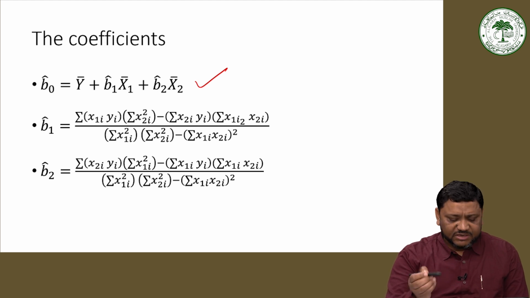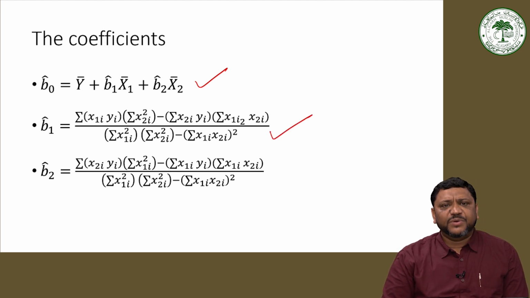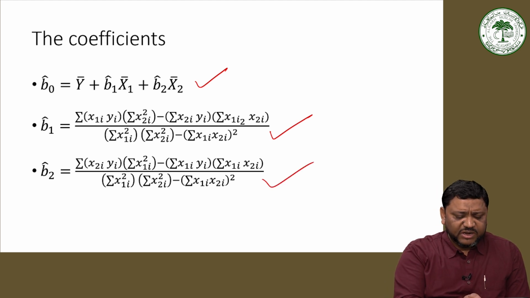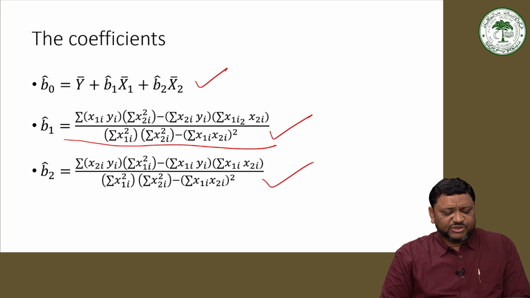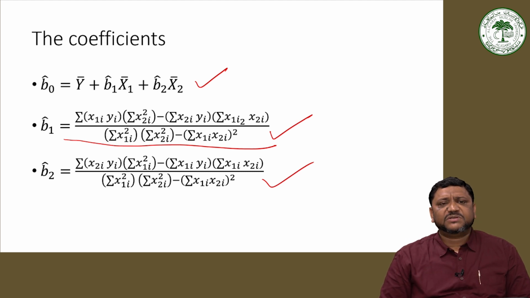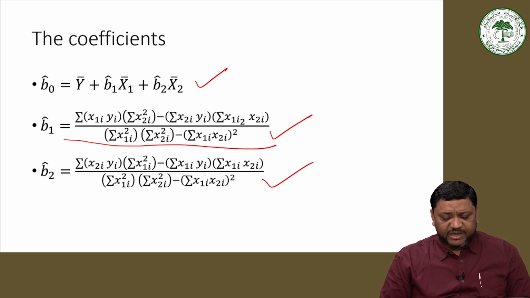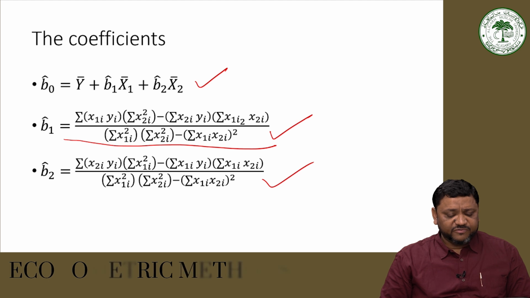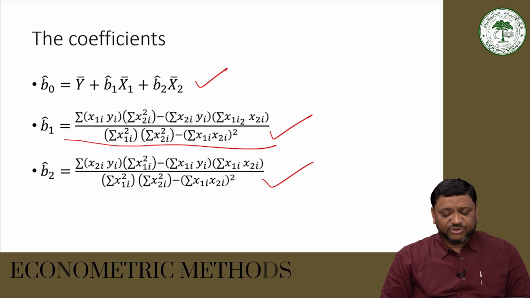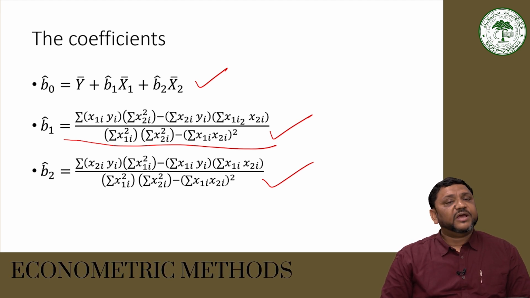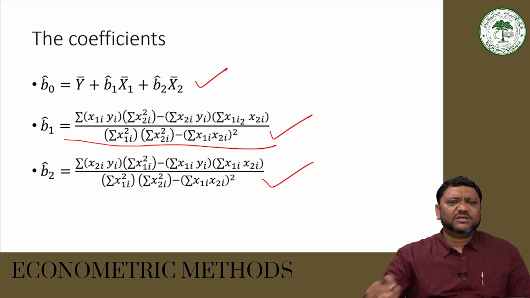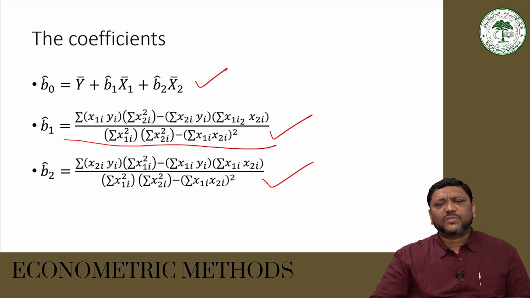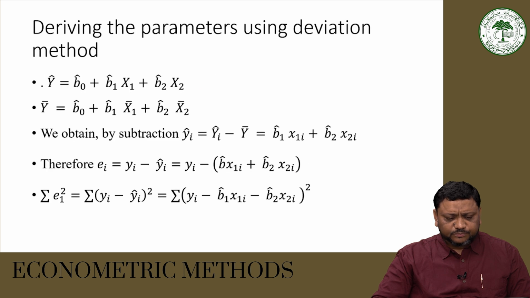Then we have seen the value of beta naught hat, that is the intercept term, and the value of beta 1 hat, and this is the value of beta 2 hat. Let us take one example: beta 1 hat is summation x1i yi multiplied by summation x2i square, minus summation x2i yi multiplied by summation x1i x2i, divided by summation x1i square times summation x2i square minus summation x1i x2i the whole square. Similarly is the formula for beta 2 hat.